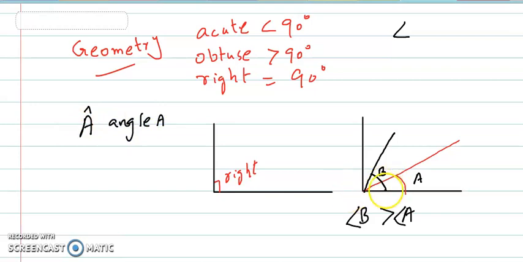So here, looking at that, I can say my right angle is bigger than both of these angles. It means both of these angles are acute angles. They are less than 90 degrees. So both of them are acute angles.